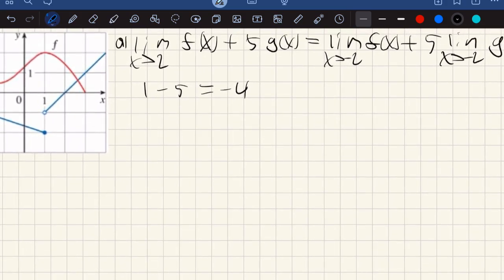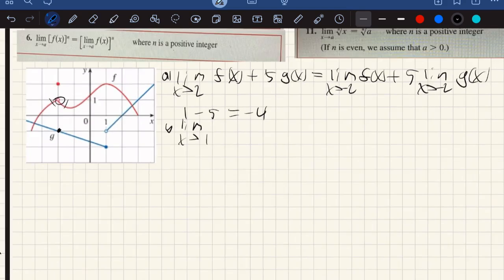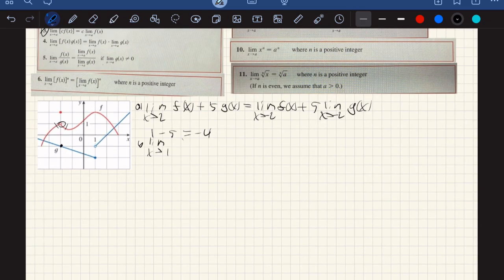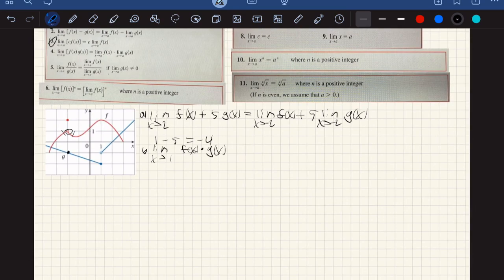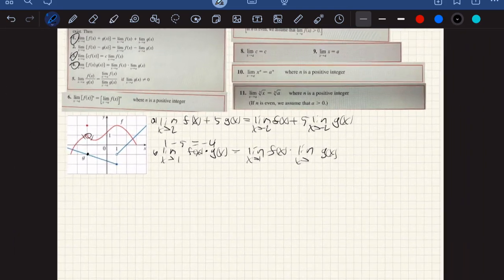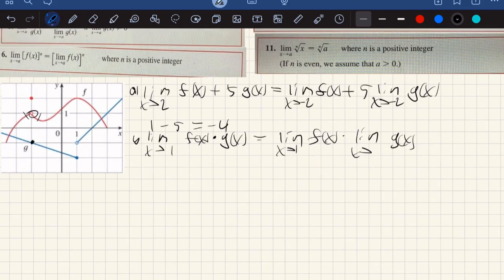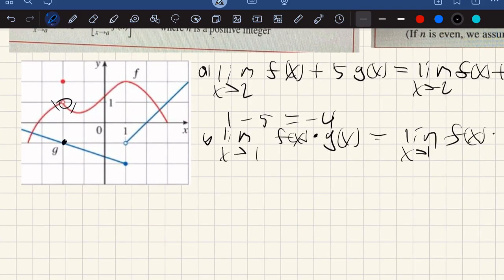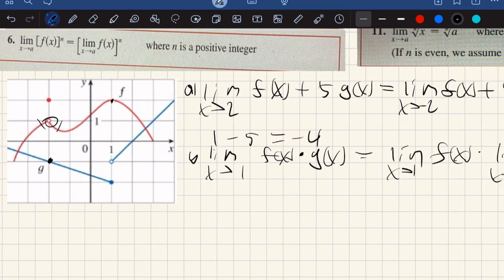Our next limit problem is going to be the limit as x approaches 1 of f of x times g of x. So again, we could break this up into the limit as x approaches 1 of f of x times the limit as x approaches 1 of g of x, which is law number 4, our product law. Now again, we just look at the graph. As it approaches 1, you get 2.